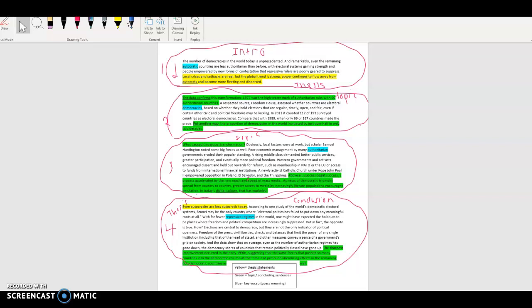Okay, SAT prep, we have another SAT lesson about how to skim through passages on the SAT. This one is about autocracies and democracies, the rise of democracy and the fall of autocracies. So let's start out with the basics.